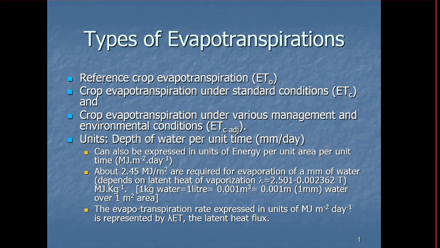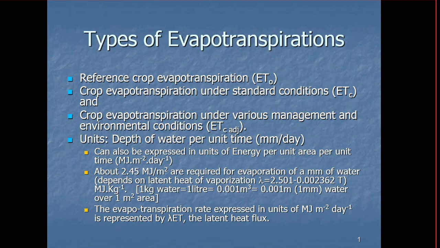Crop evapotranspiration under various management and environmental conditions. Actually, later we'll discuss this in our coming lectures: once you find ET naught and then you find ETC, you have to make some adjustment to the local environment, especially the adjustment relating to wind speed, adjustment relating to relative humidity, and some other adjustments. So that is finally what we use as the crop water requirement, or the crop water that the crops require.